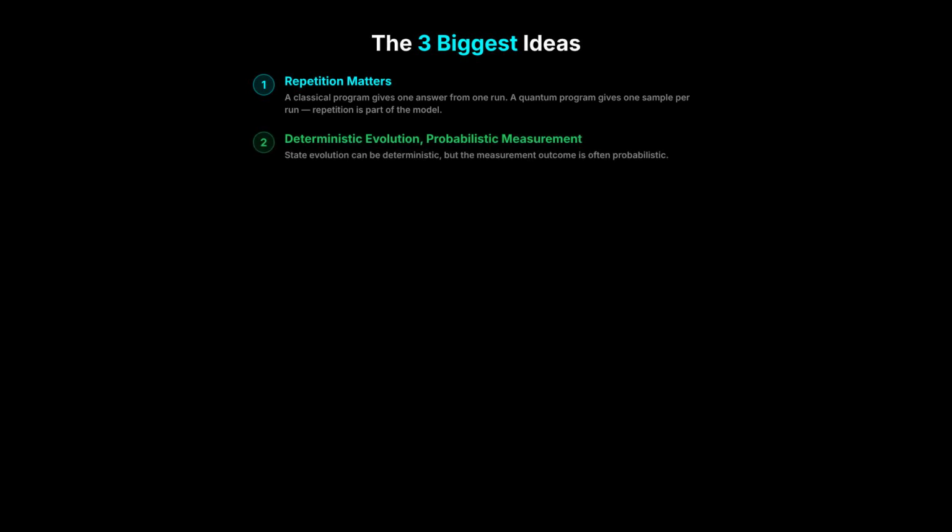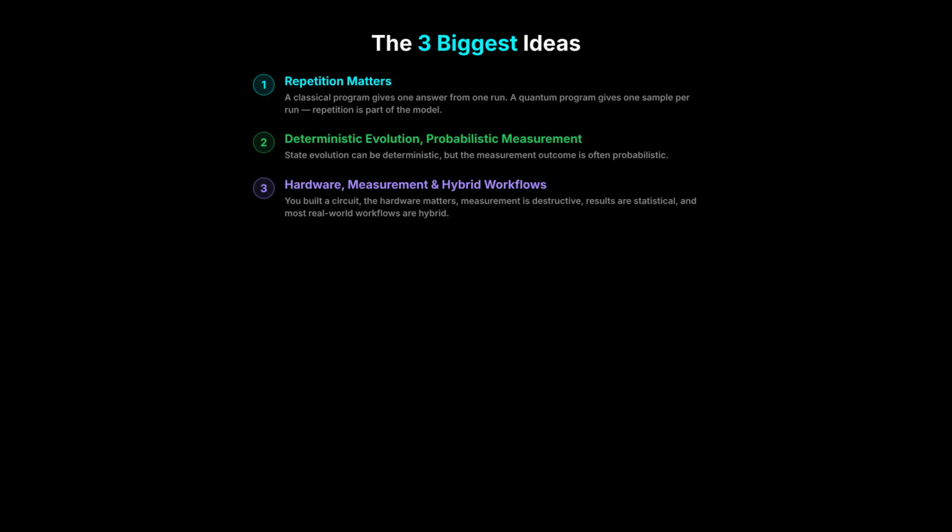The three biggest ideas to remember about quantum programming versus classical programming: a classical program usually gives one answer from one run, and a quantum program often gives one sample per run, so repetition matters. And the state evolution of a quantum program can be deterministic, but the measurement outcome is often probabilistic. The mindset you need to have is: you build a circuit, the hardware that circuit's on matters, measurement of a qubit is destructive, results are statistical, and most of the real-world workflows for quantum computing are hybrid.